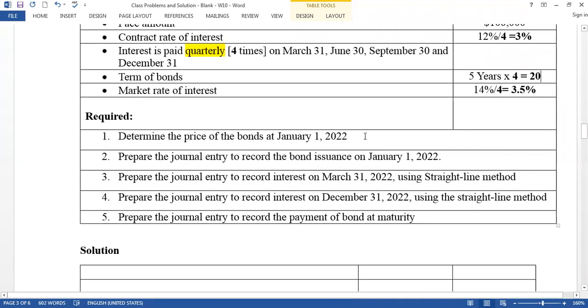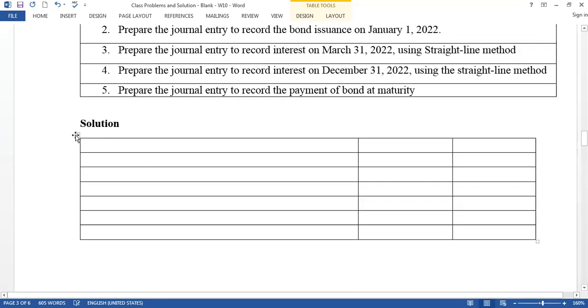So now the question said again to calculate the present value of the bond. Calculate the present value of the bond. So we can do it now.